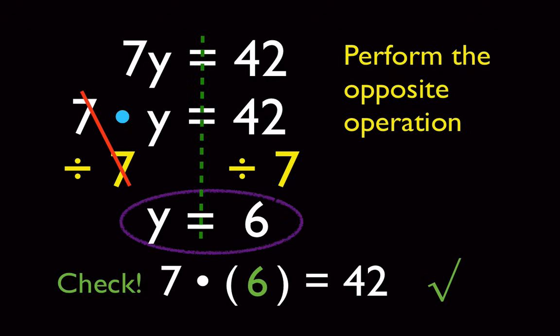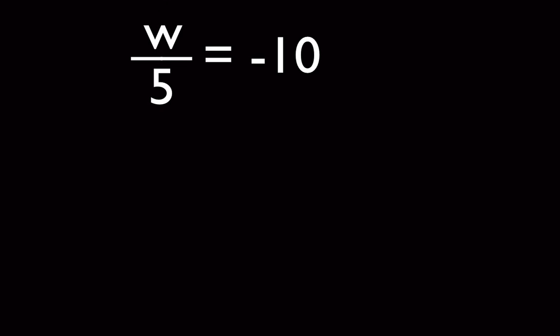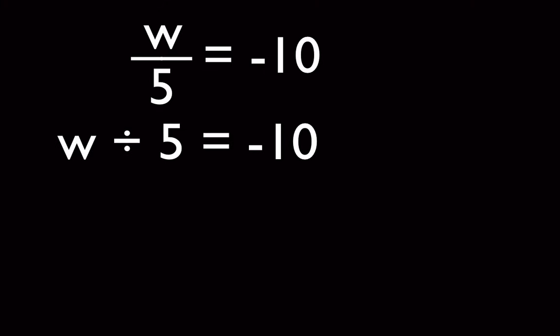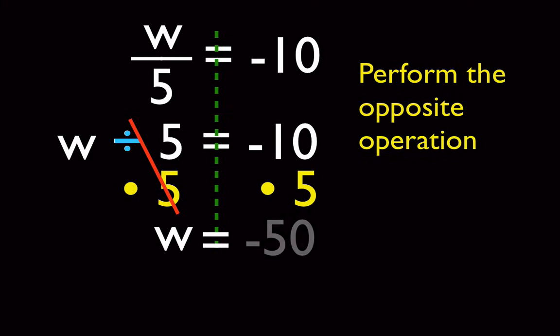And the last type of one-step operation is division. This is one that people have a lot of trouble with because there isn't a division symbol in there. So my recommendation is anytime you get a problem like this, rewrite it as simply w divided by 5 equals negative 10. That way you can notice the operation and easily do the opposite, which is multiplication. 5 divided by 5 times 5, that's going to again equal 1. And you're going to get w equals negative 50.